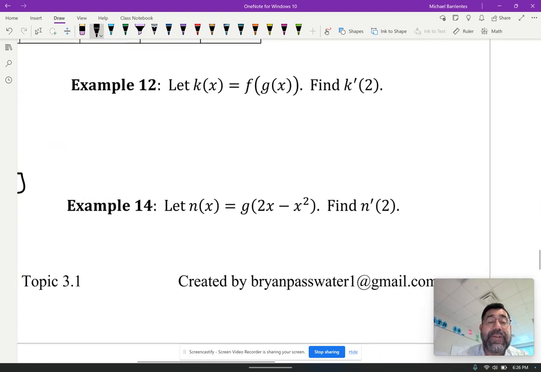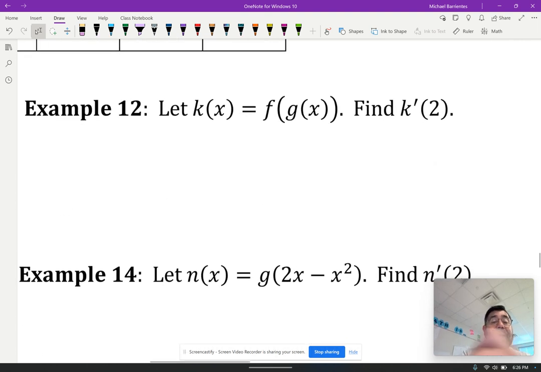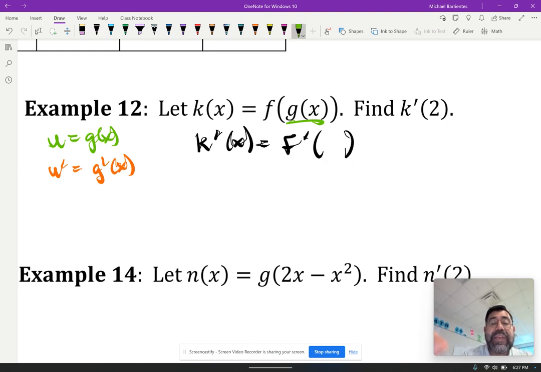Let's try example 12 here. We're looking for k prime of 2. However, k of x is a composition. I have my inside function, so u is g of x, and the derivative u prime is g prime of x. If I'm looking to find k prime of x, the derivative function of k, I'm supposed to take the derivative of the outside with the inside still in there, times the derivative of the inside.